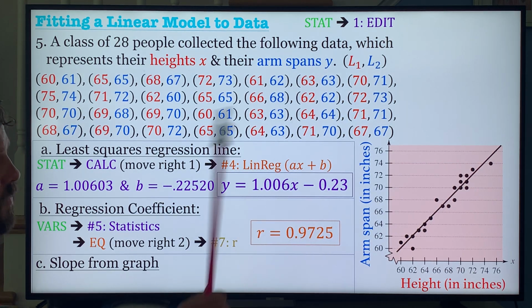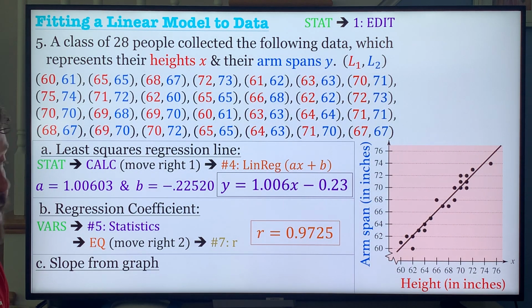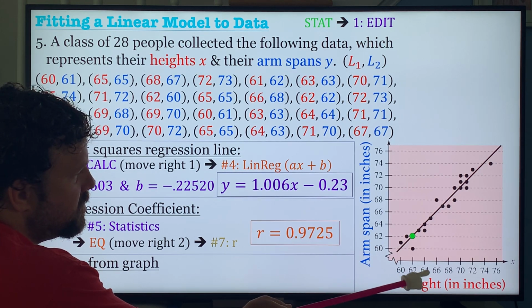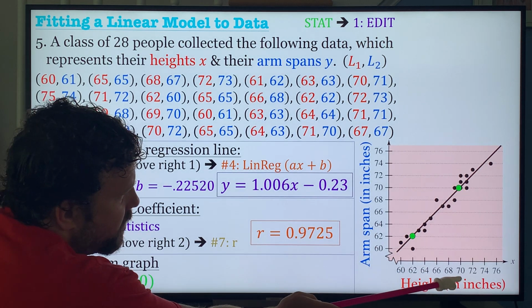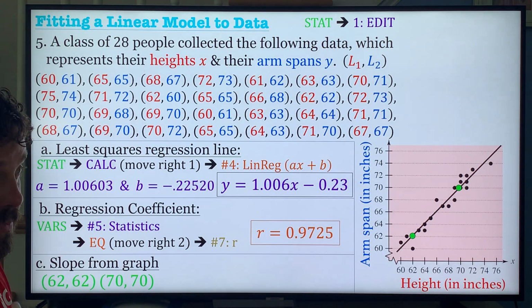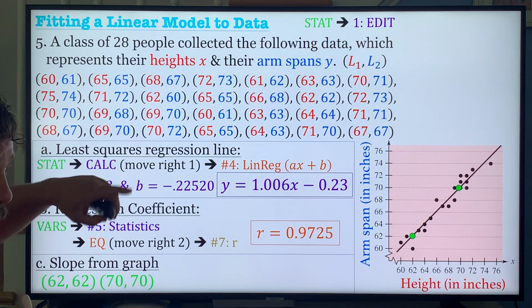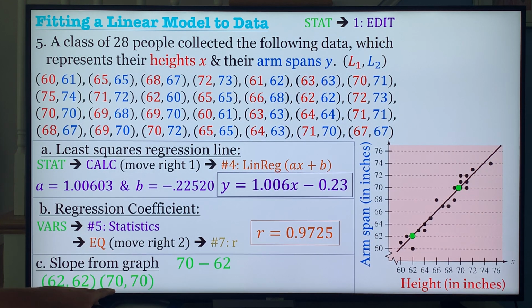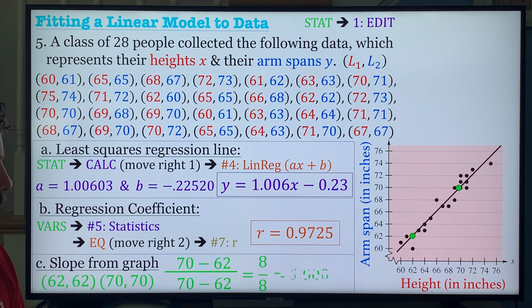Now, if I want to find the slope from the graph, I want to go a little bit more advanced. You would pick 2 points on the graph. Very simple. I like to pick points that fall right on numbers, so I pick 62, 62, and I also pick this number right here, which happens to be 70, 70. Do you guys remember the slope formula from last week? y2 minus y1, 70 minus 62, over x2 minus x1, 70 minus 62. That becomes 8 over 8, which is 1.